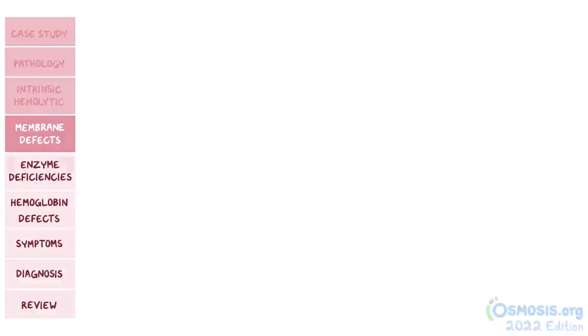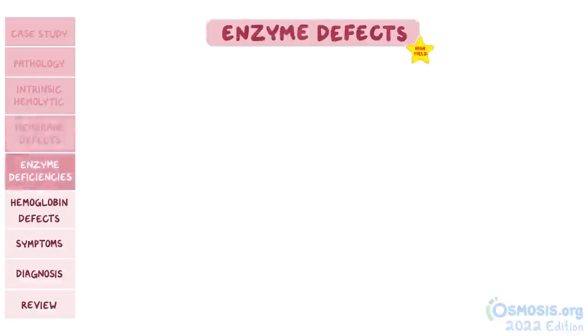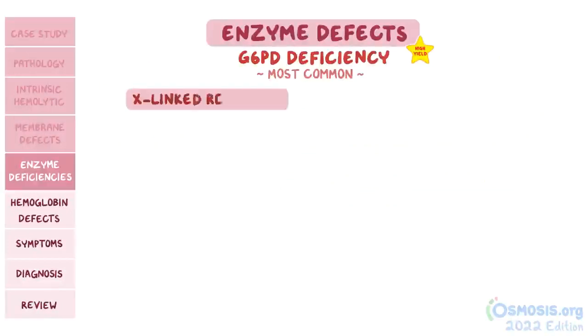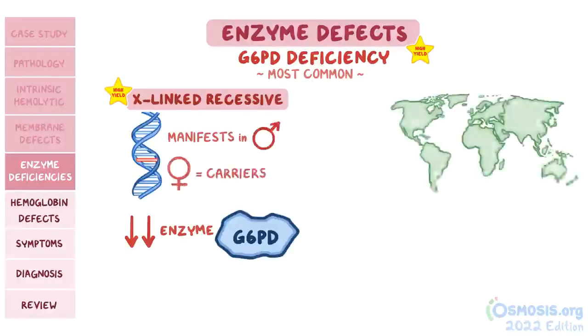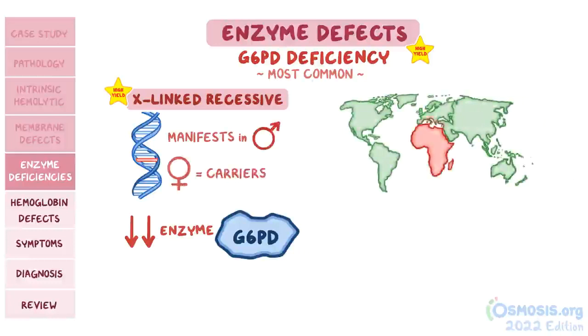Alright, moving on to intrinsic hemolytic anemia due to enzyme defects. The most common is G6PD deficiency, an X-linked recessive disorder characterized by decreased levels of an enzyme called G6PD. It almost exclusively manifests as a disease in males, while females are carriers, and is more common in individuals of African, Mediterranean, and Asian descent.